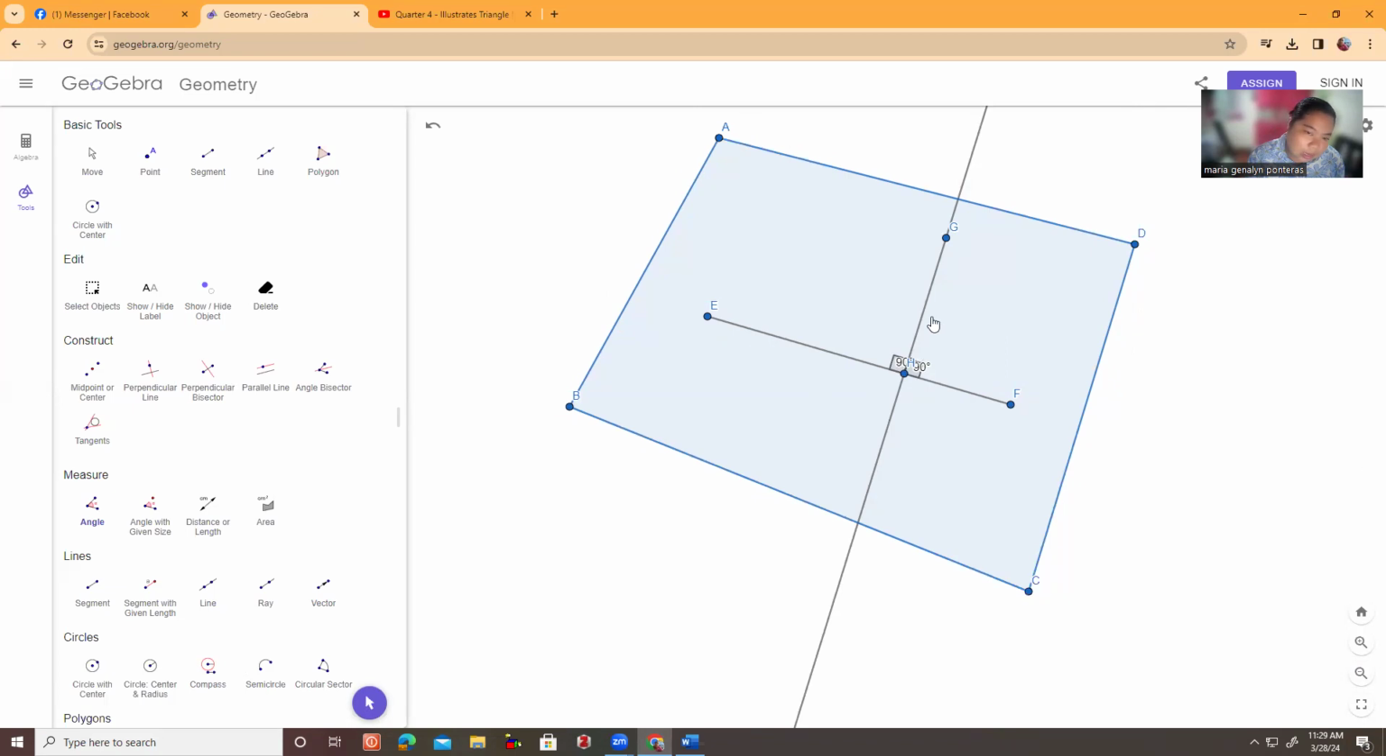How about the angle below the plane? So this one is below the plane. Let's assign another point here and get the angle measure. See, it becomes 90 degrees as well. And so there's only one pair of perpendicular lines.